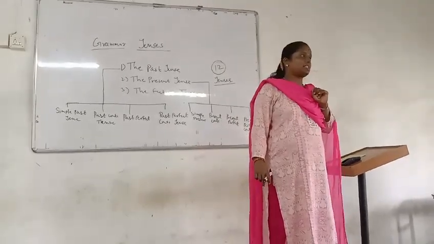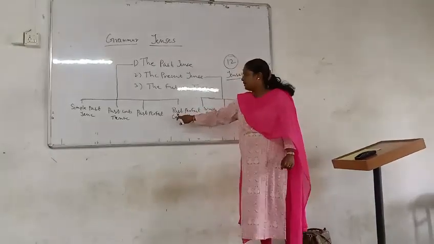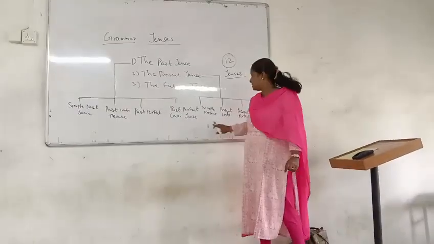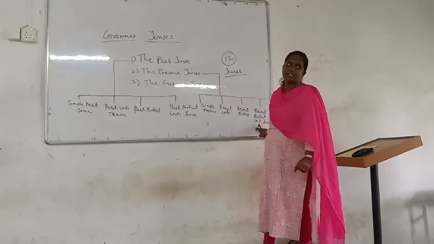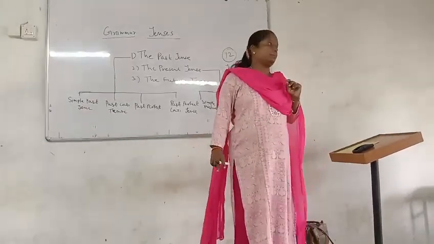Which are the remaining tenses then? The last one is past perfect continuous tense. Then we have present perfect continuous tense. Then of future 2, which are they? Future continuous.